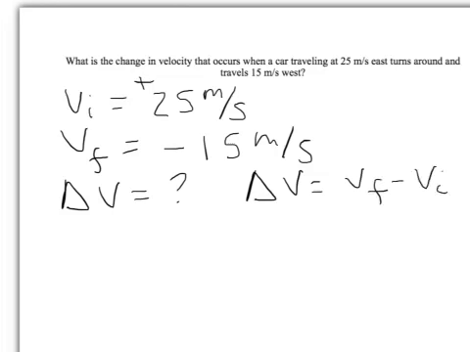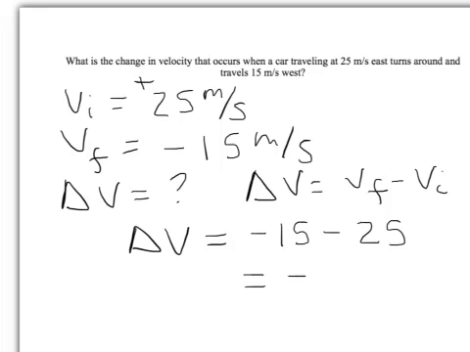And here's where you have to be careful. You need to put in the substitution VF and VI just as is, including the sign. So that would be negative 15 minus positive 25. And negative 15 minus 25 equals negative 40. So the change in velocity is negative 40 meters per second.